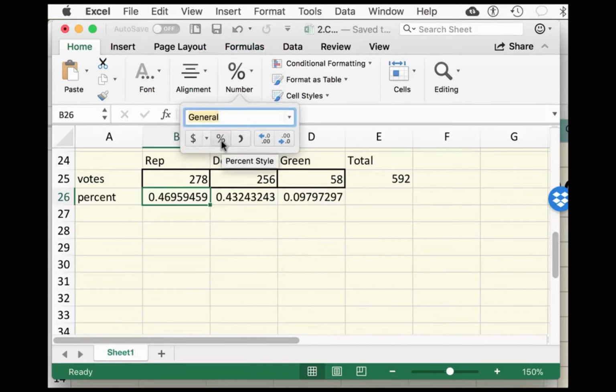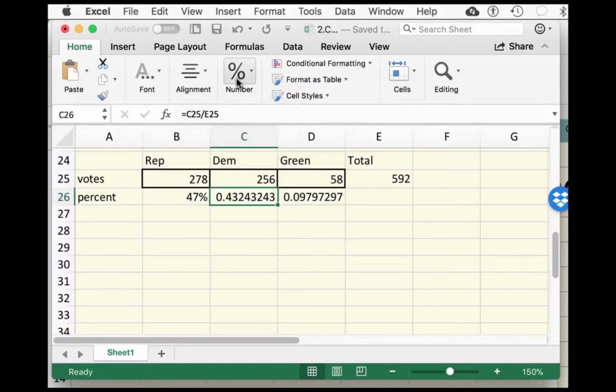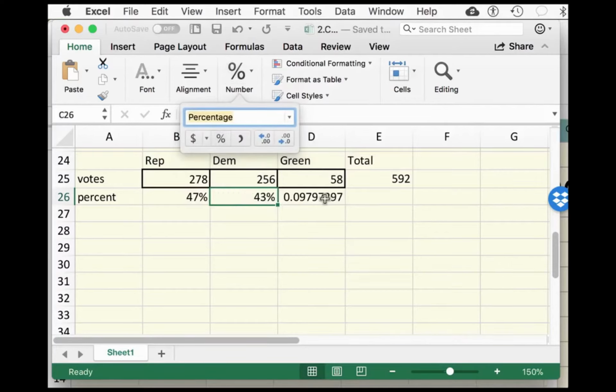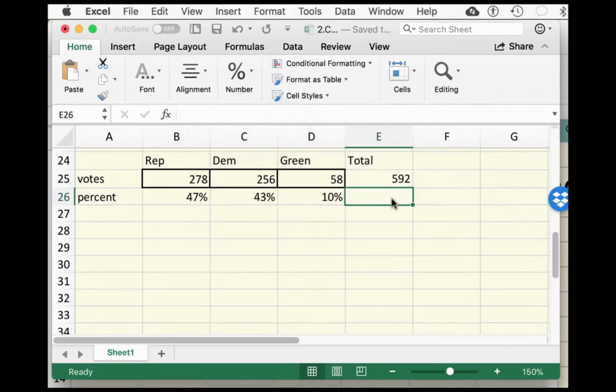Hit percent. And notice the green box is already highlighted. They decided to round to the nearest whole percent, which I don't prefer. I'd rather have 1 decimal place on that, or maybe 2. And you click on that, you get 10%. Sometimes the total will be different than 100 because of round off error, but this one did actually add up to 100. And so what they do to check on that is to type in the cells.